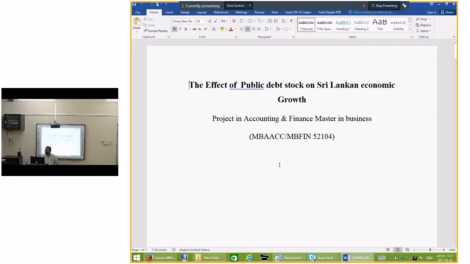Effect of public debt stock on Sri Lankan economic growth. Am I correct? Yes, sir.